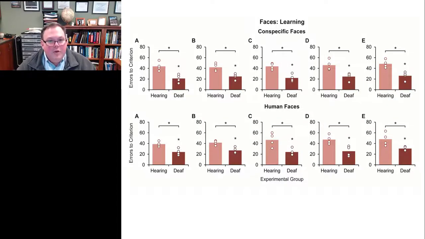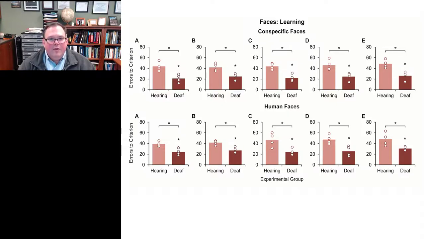Okay, so here what you find, though, is when we look at the ability of the animals to learn faces, the upper line is conspecific faces and lower is human faces. But it doesn't really matter whether it was conspecific or human. What you actually find is that the deaf animals made fewer errors to criterion than the hearing animals, and in many cases, just half as many.